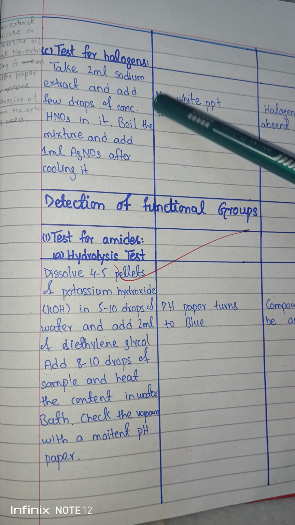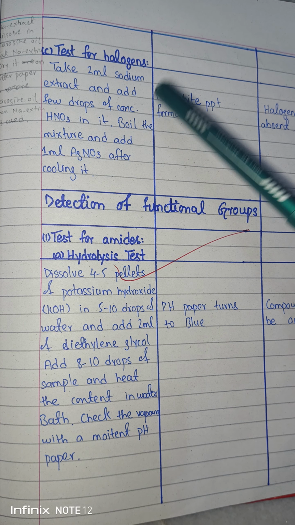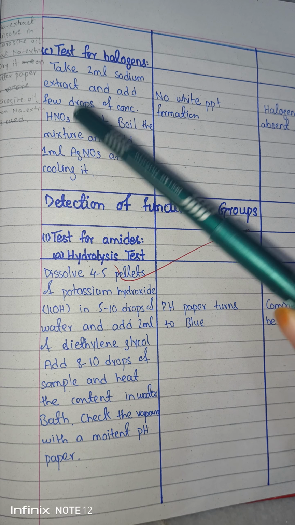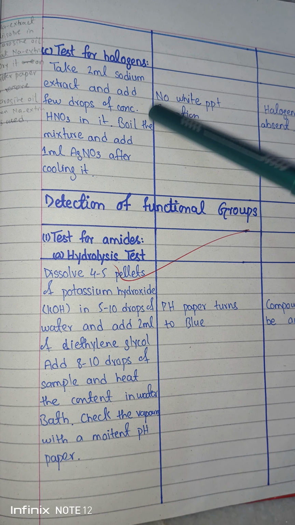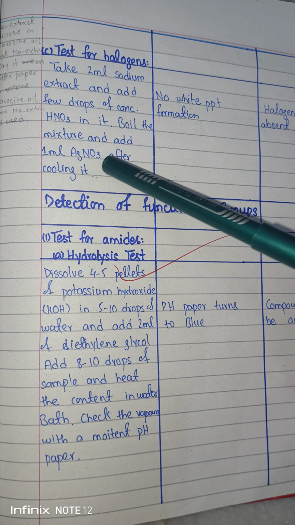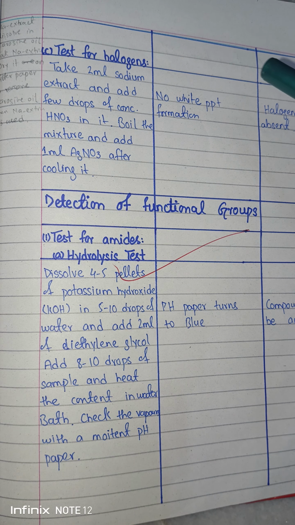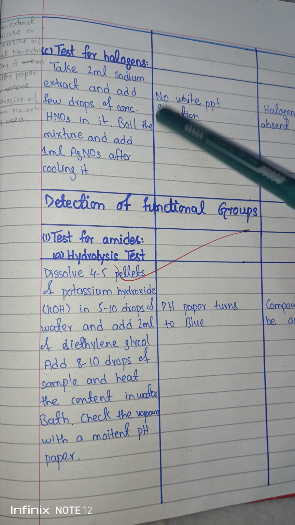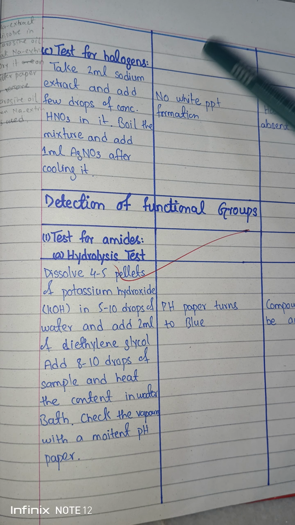अब आप क्या करोगे कि 2 ml सोडियम एक्सट्रैक्ट आपने लिया, उसके अंदर हेलोजेंस के केस में आपने HNO3 को यूज़ करना है। उसको बॉयल करोगे और AgNO3 ऐड करके देन आफ्टर यू कूल इट, and for the halogen white ppt form. So here there is no white ppt, so therefore you will say that no halogen is going to present in it. So now we have performed all the tests for the detection of elements.